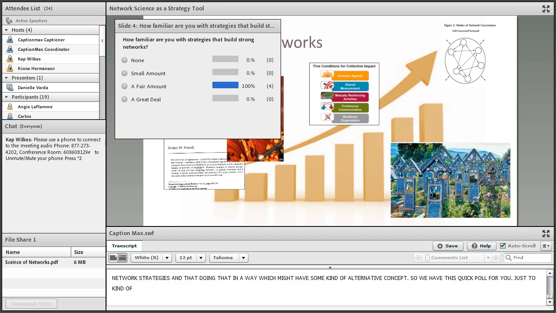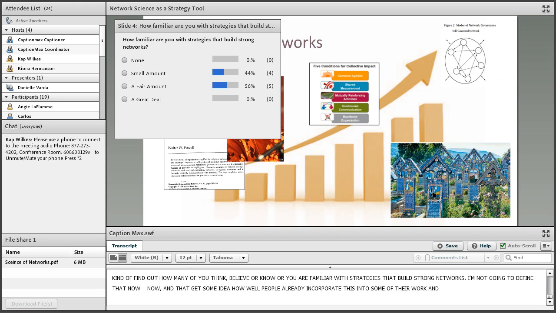So we have this quick poll for you, just to find out how many of you think or believe or know that you're familiar with strategies that build strong networks. So I'm not really going to define that for everyone now, but if you can just put a little bit of information in there, we'll get some idea how well people think that this is something they already incorporate into some of their work and thinking. Okay, great. So it's not surprising to me that a lot of people don't put a great deal or none, actually.